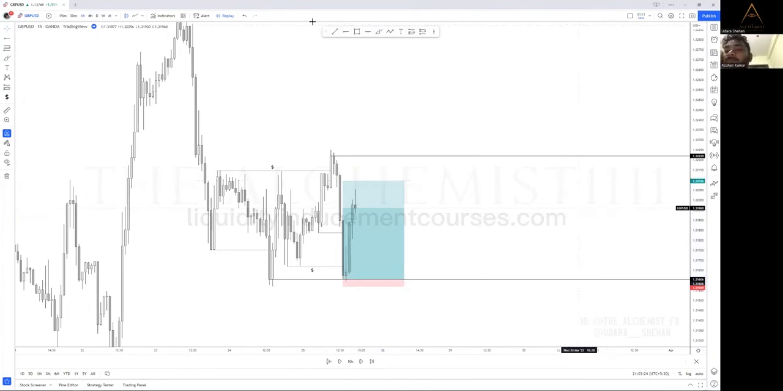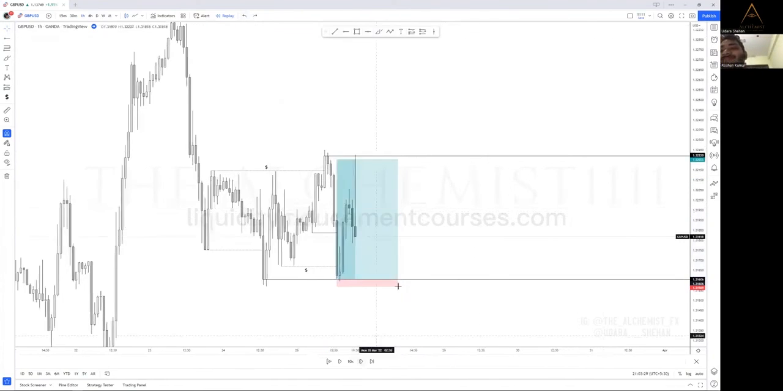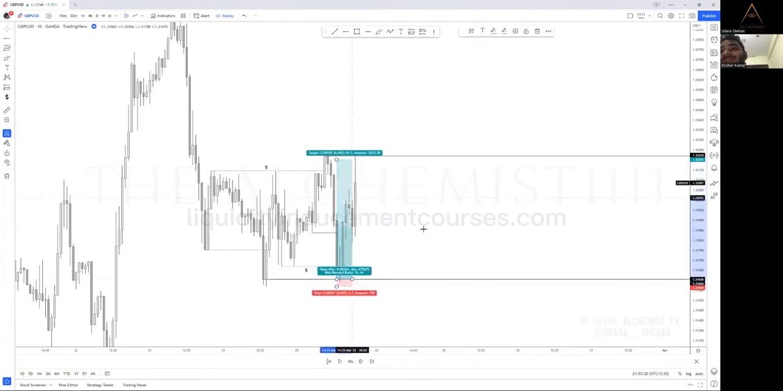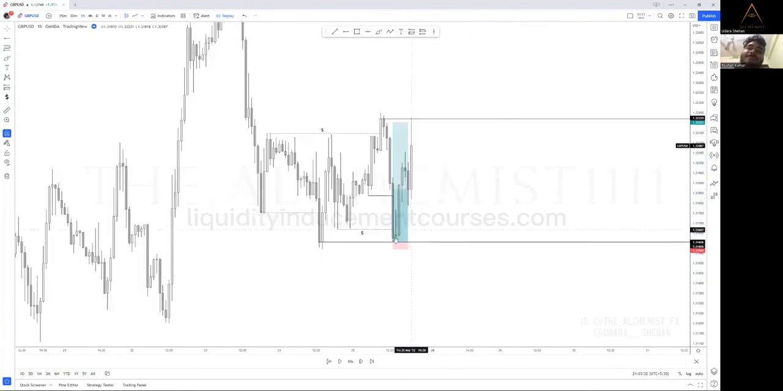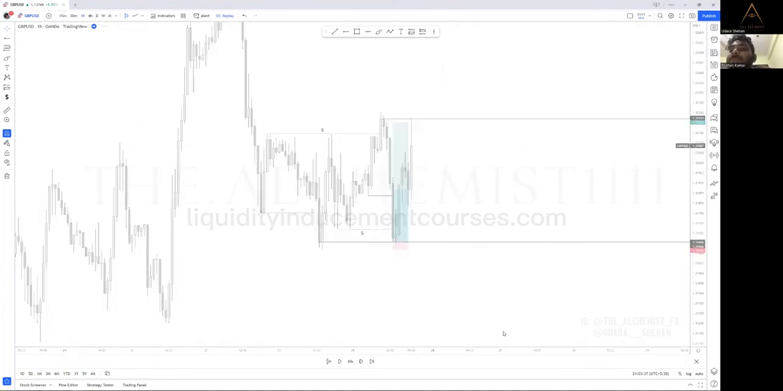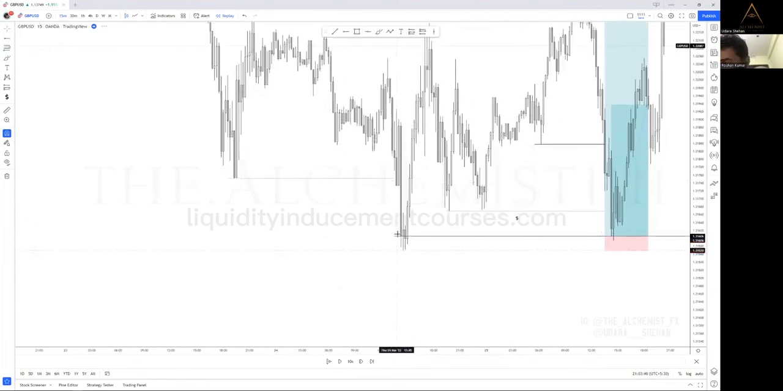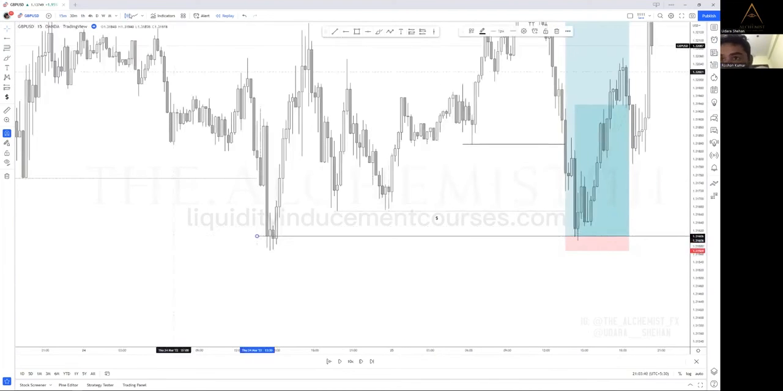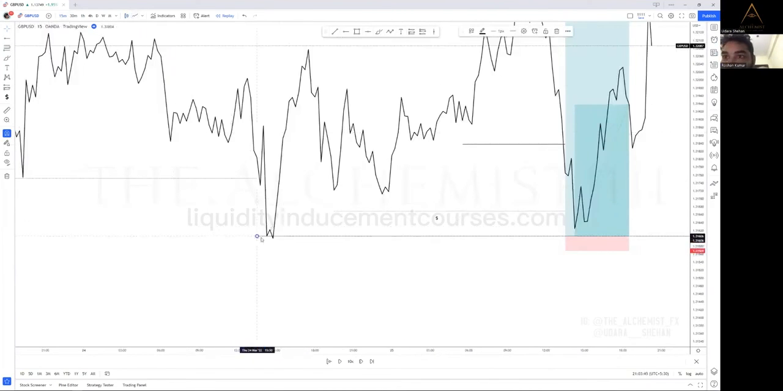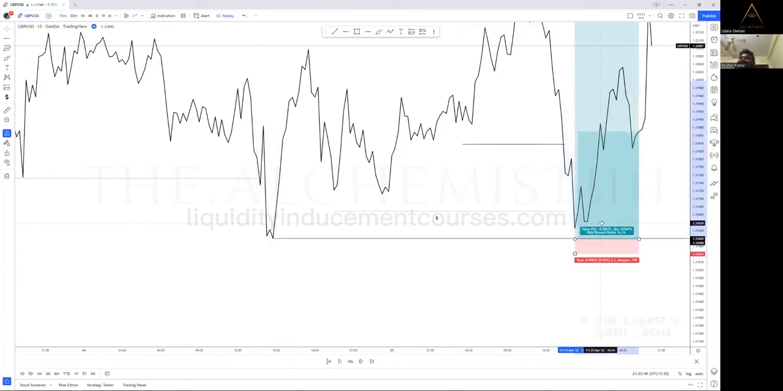Because I did not hold it directly up to here. So what happens? Look at the reaction. Boom. Look at that. And this right here could have even been a better entry, because one of my students took this and sent it to me, I remember. Look at this. He refined this 4-hour zone into the 15-minute support that was over here. See that? More refinement, so the entry would be even better.